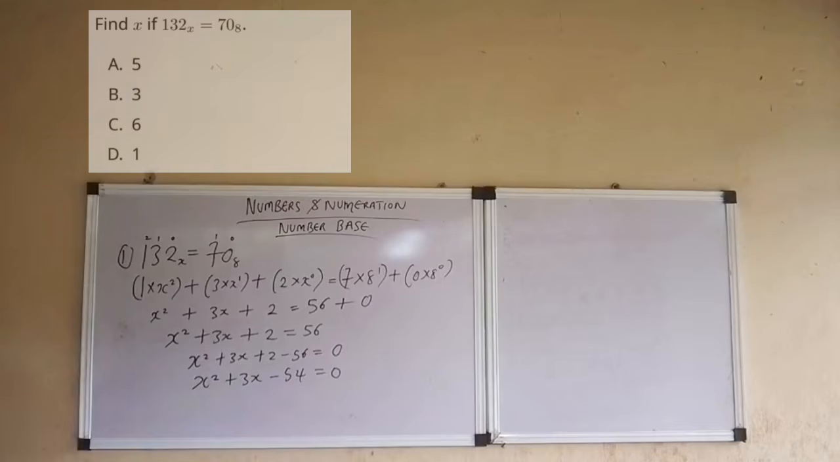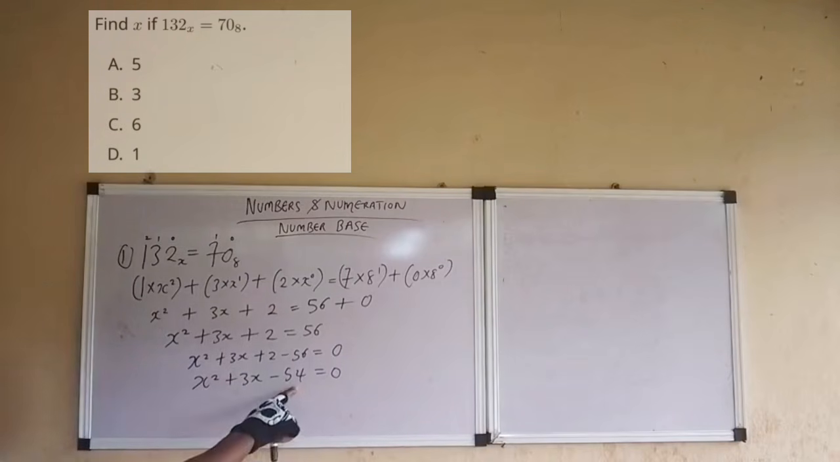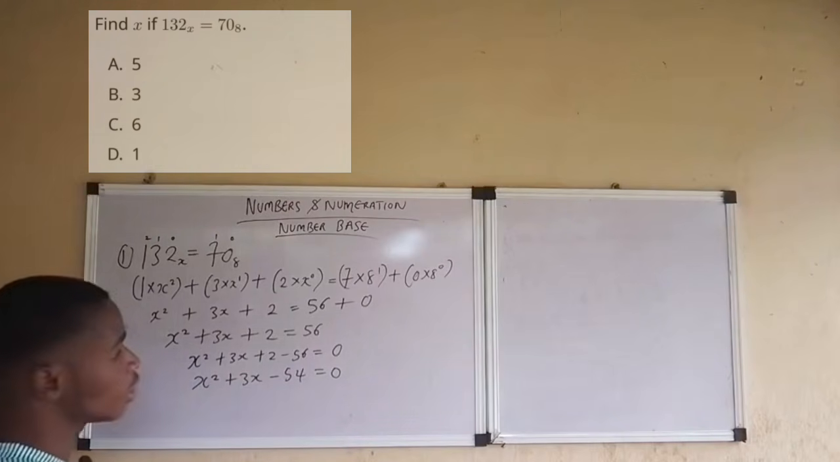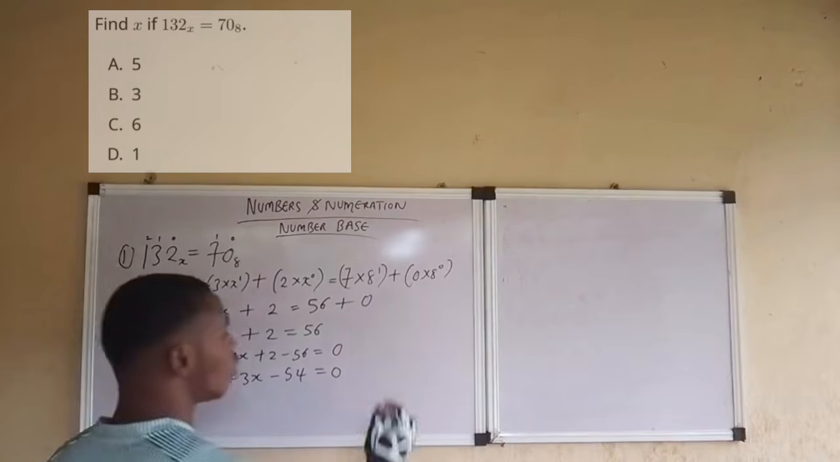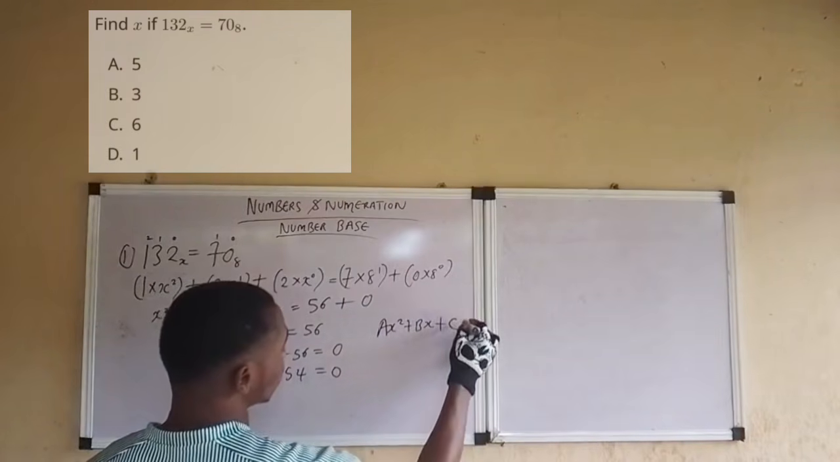Now, how do we do that? It is very simple. The first step is to get the product of the first term and the last term. All right? Get the product of the first term and the last term. Basically, the term C and the term A. Now, note, a quadratic equation is usually in the form of ax squared plus bx plus c.